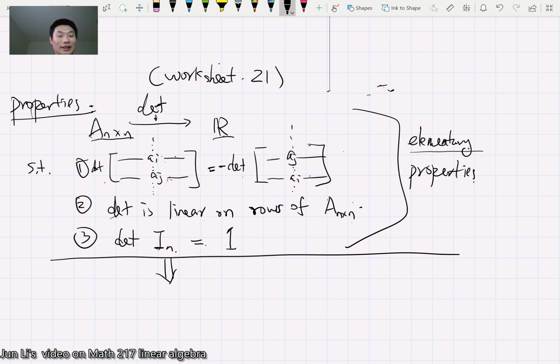Thirdly, this is called the normalization constant. It says that the determinant of the identity matrix is 1. The last property is simple and easy, right?